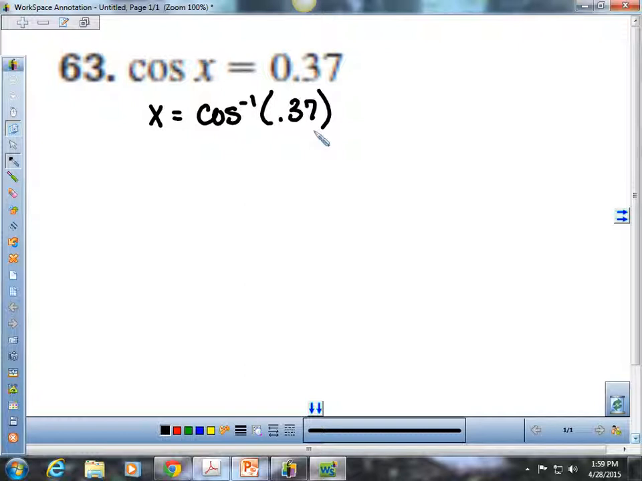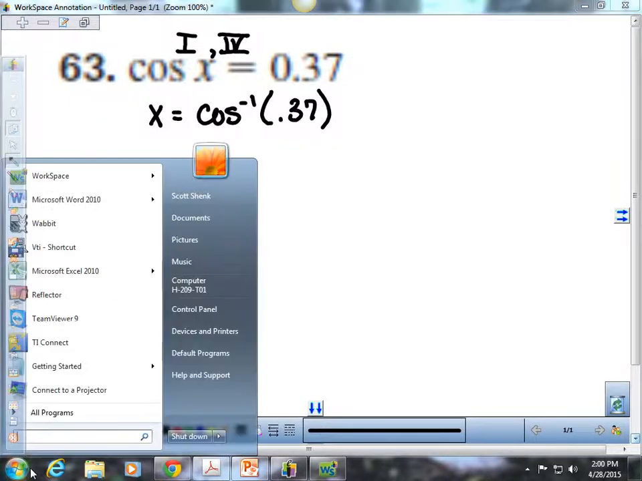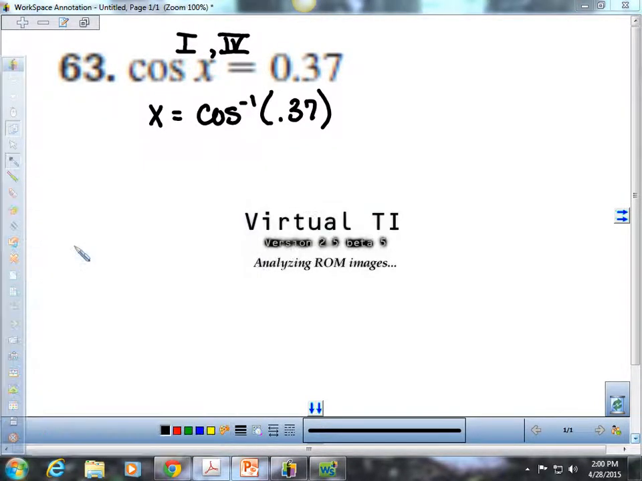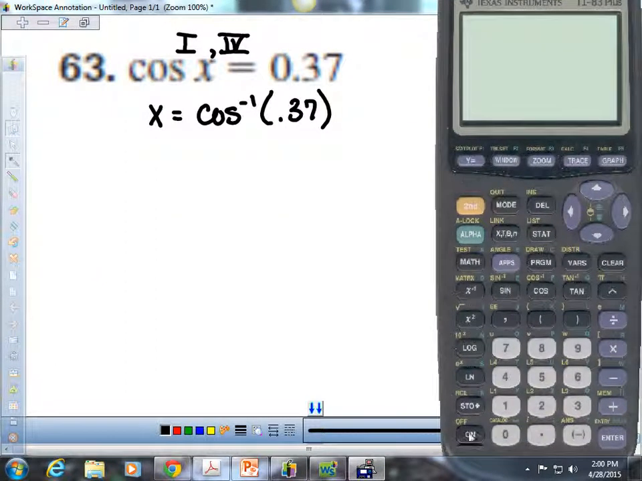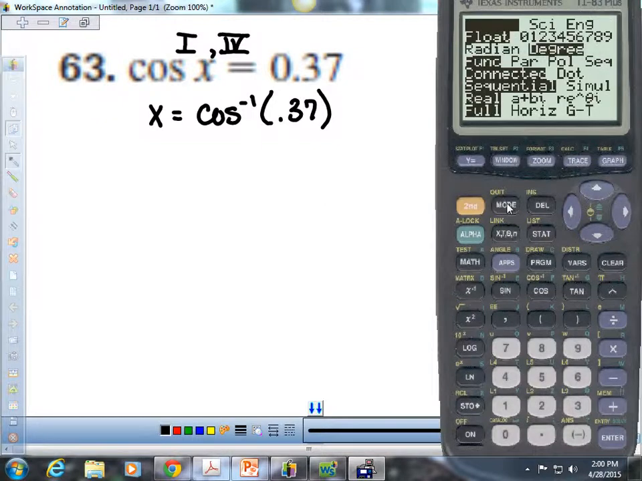Before I get too far ahead, where is cosine going to be positive? Quadrants 1 and 4. So I'm looking for two angles that will have a cosine of 0.37. When I go into the calculator, that will tell me my first quadrant angle, because the calculator always gives you the reference angle. I'm going to do this in radians. If you guys would do it in degrees, please, so we can see the comparison. I'm checking my mode. I am in radian. You guys please run it in degree.